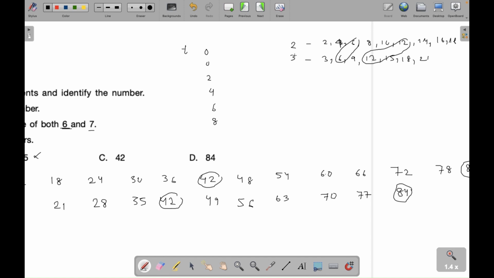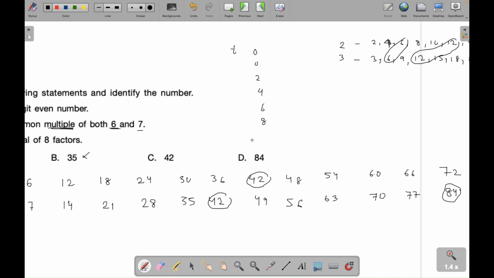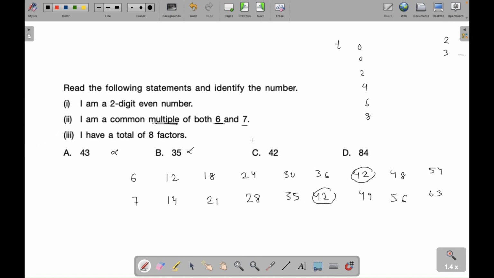What we are doing is we just multiply these two numbers, 3 twos are 6. So 6 will be one common multiple. Then we multiply that with 2, then with 3, and so on. This is how we find the common multiples. So that means either 42 or 84 can be a common multiple. We cannot eliminate any one of these. Then it has a total of 8 factors.